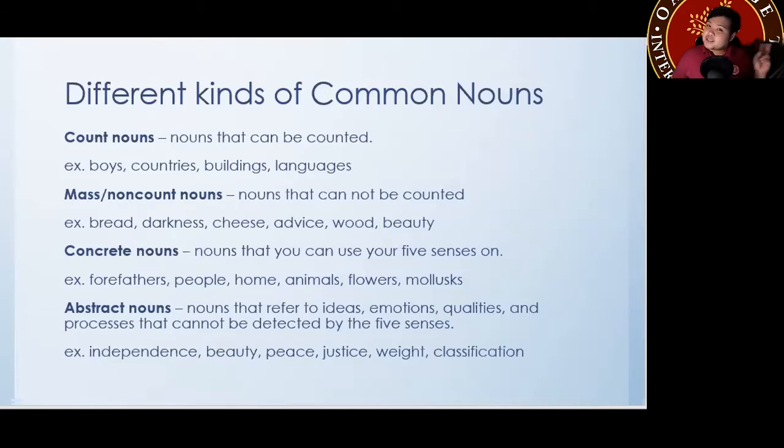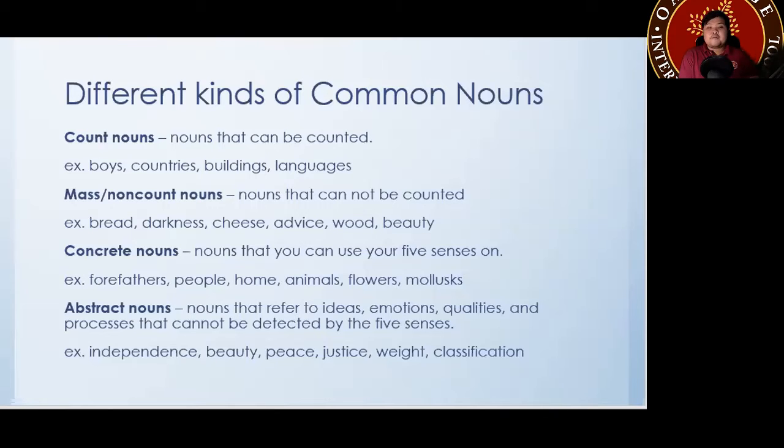But when you're talking about the perception of nouns, you have two kinds of common nouns as well. We have the concrete and the abstract nouns. Concrete nouns are basically nouns that you can use your five senses on: sense of sight, sense of taste, sense of smell, sense of touch, sense of hearing. All your five senses, guys. If you can use your five senses on them, then that's a concrete noun. Forefathers, you can use your five senses on them, on people, on homes, on animals, on flowers, on mollusks.